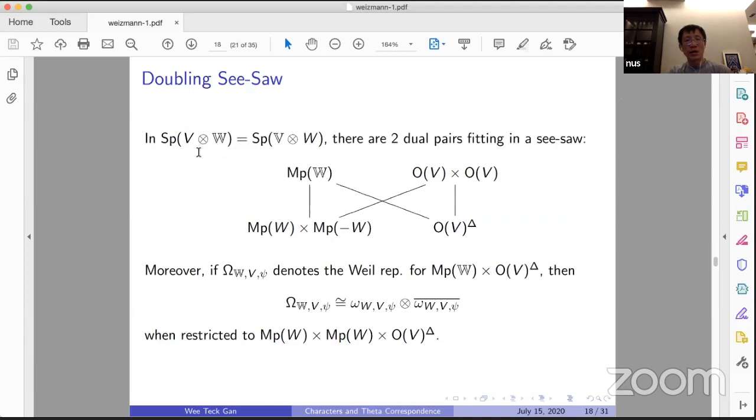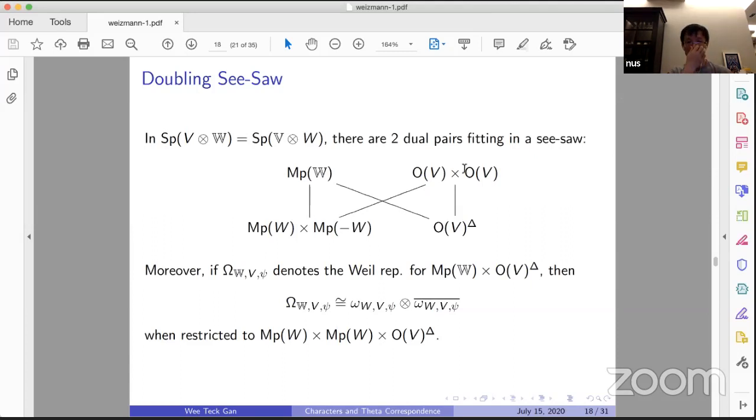So what is the doubling seesaw? Now we have this symplectic space V tensor doubled W, which is the same as doubled V tensor W. In this symplectic group, we have two dual pairs fitting into a seesaw diagram. In this diagram, the diagonal lines mean these groups are dual pairs. For example, we have one dual pair here, and another dual pair there. And the vertical arrow roughly means this is contained in there.